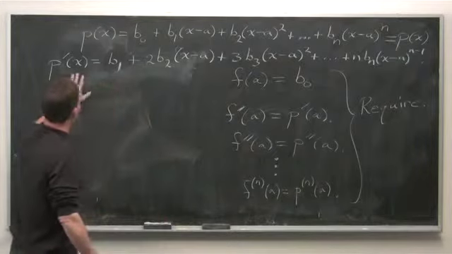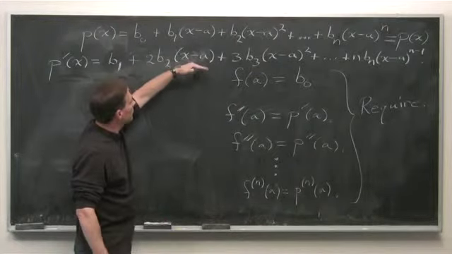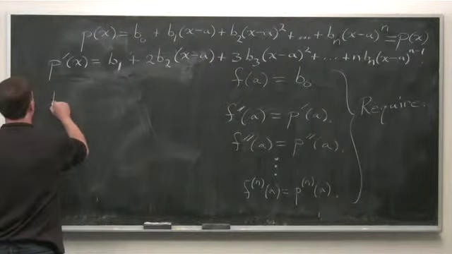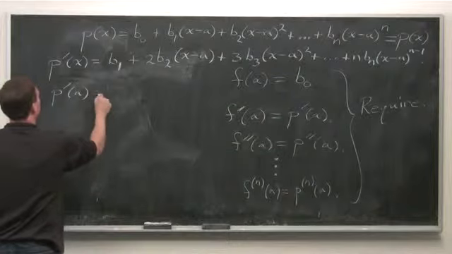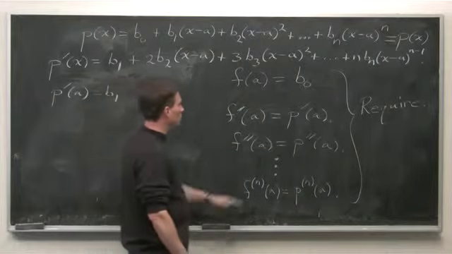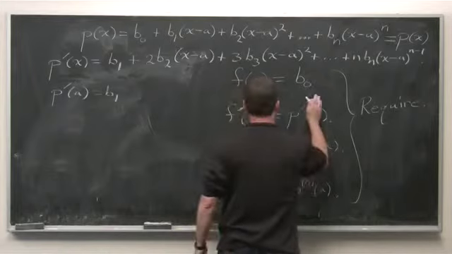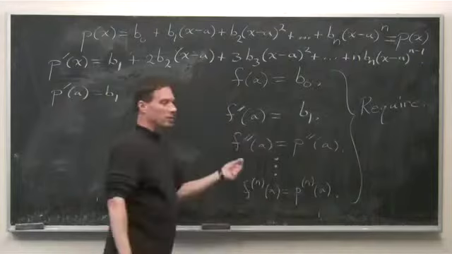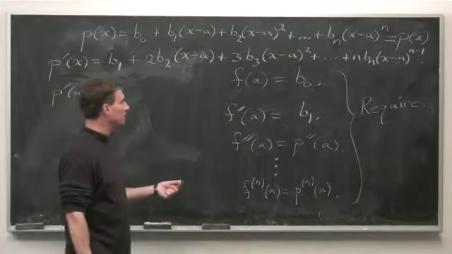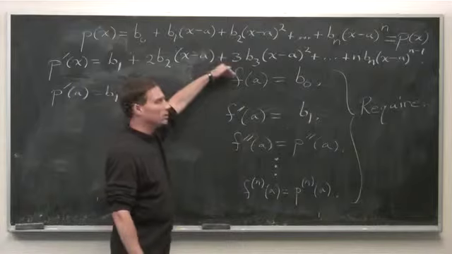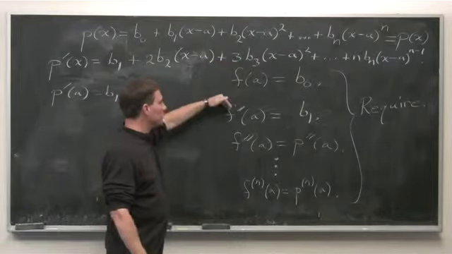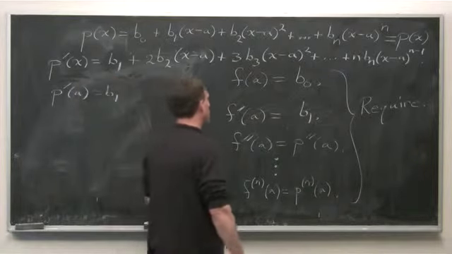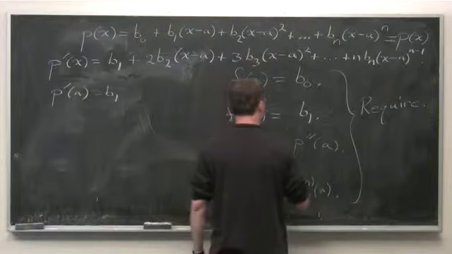So what's p prime of a if you plug in x as a? Again, when you plug in x equals a, all of these x minus a's are 0, and you just get b1. P prime of a is b1. So we want b1 to be f prime of a. Well, you may have noticed this is what we got when we recentered our polynomials in the last section. We got that b naught should be the original polynomial evaluated at a. b1 should be the derivative of the original polynomial evaluated at a. We are going to see exactly the same thing.